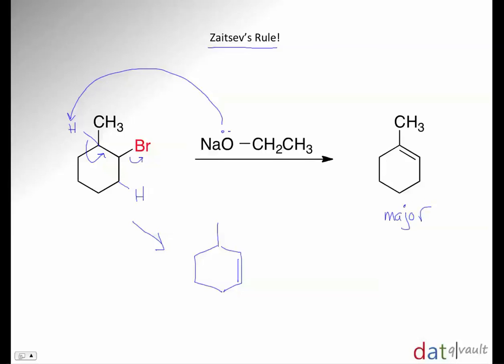So remember to use Zaitsev's rule. Remember, when you have more than one option for eliminating a hydrogen, you're always going to eliminate the hydrogen that gives you the most substituted alkene.